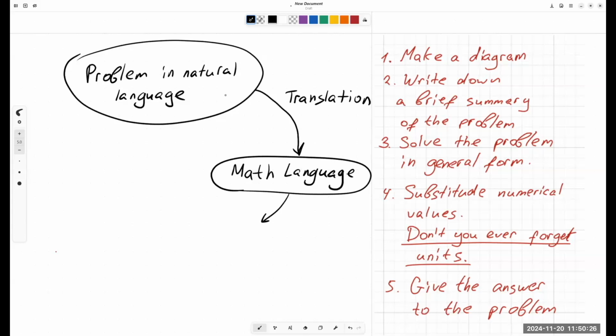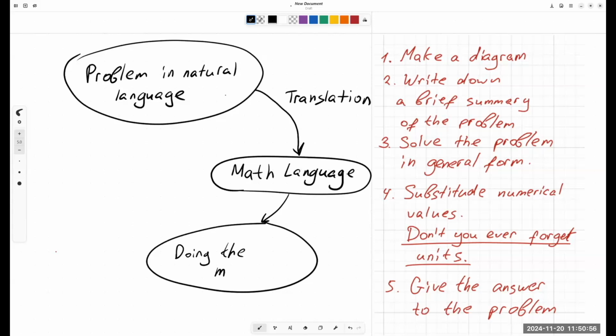Then we operate with this formal notation in math language using math rules. So doing mathematical transitions from one expression to another, applying laws of logic. I will just call it doing the math for this problem. And this is a very interesting transition.